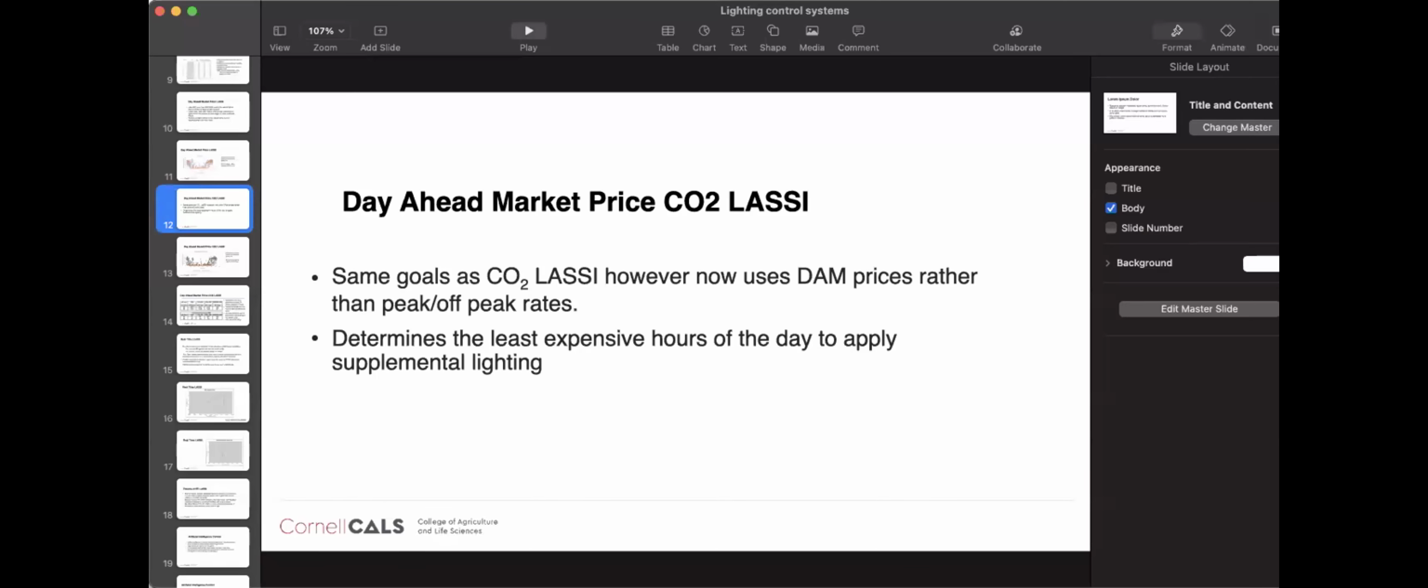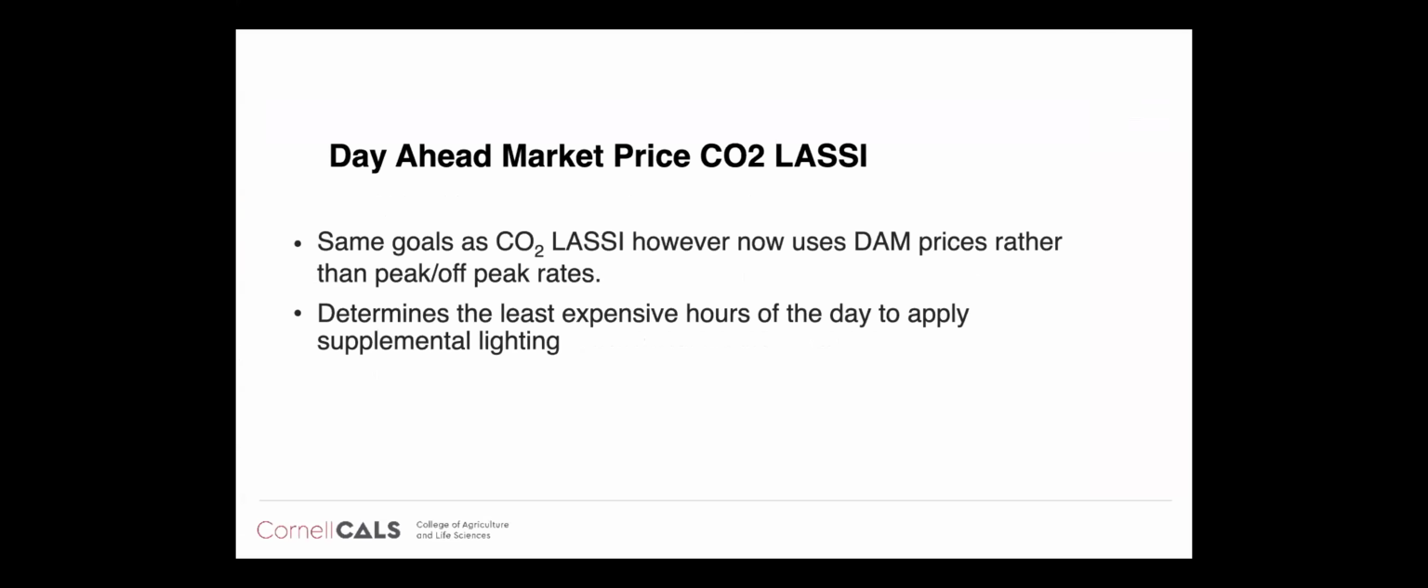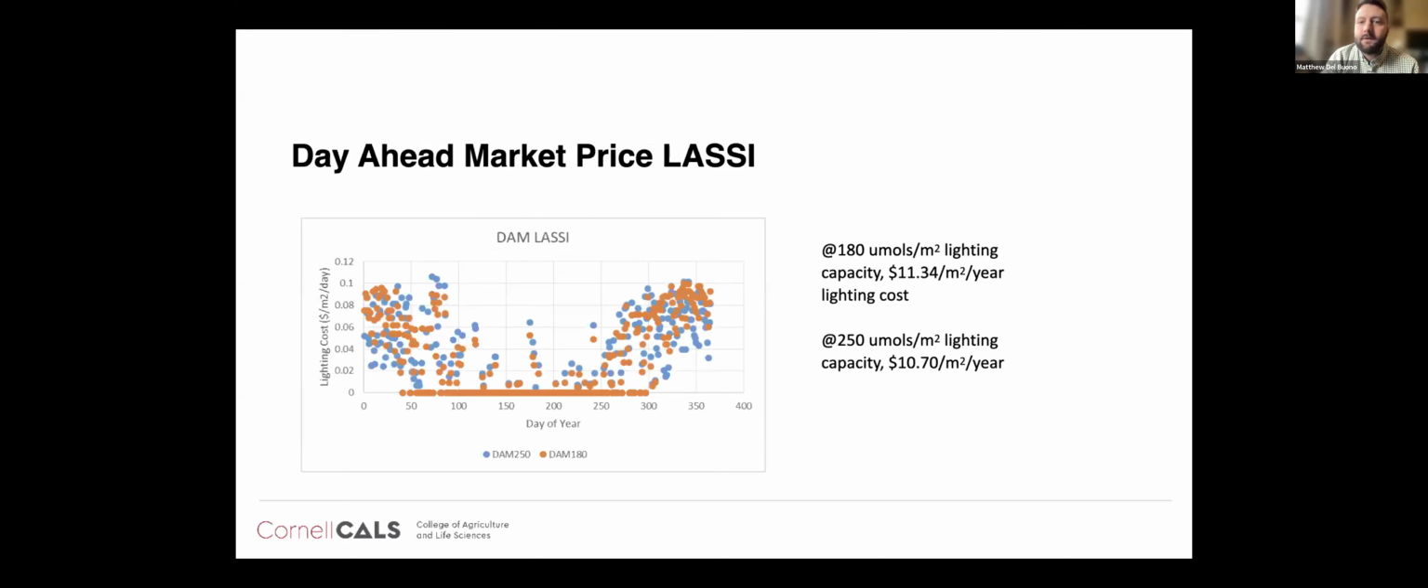So basically, with the day ahead market price, we're expanding on the on and off peak idea. These prices are published 24 hours in advance, and we get a price for every hour. Essentially it's just LASSI, but with a more complicated rate structure.